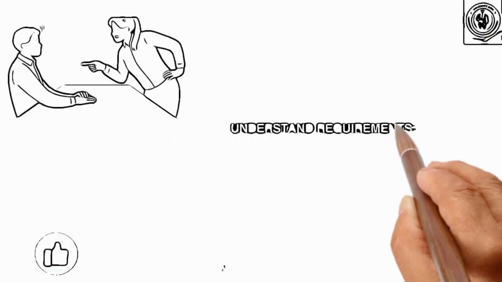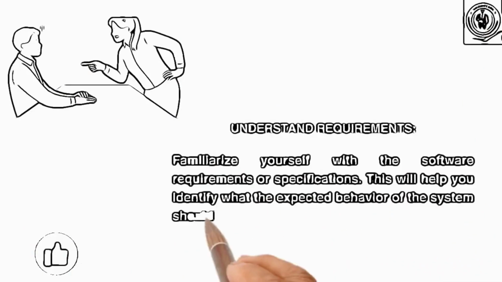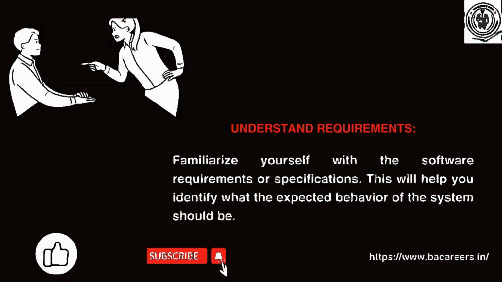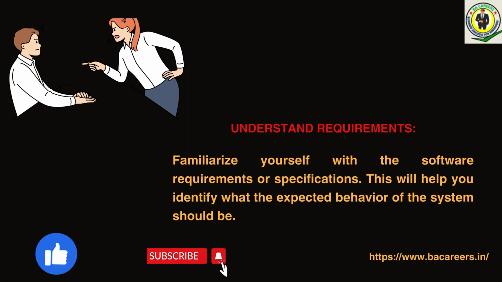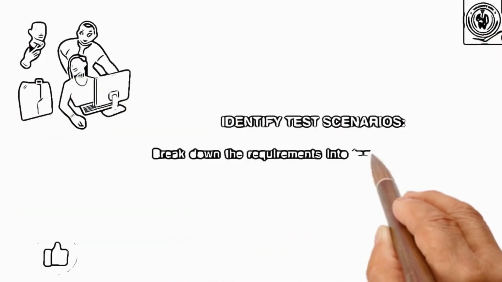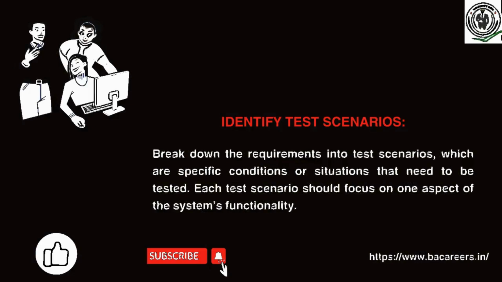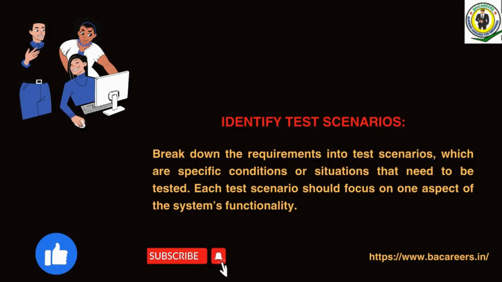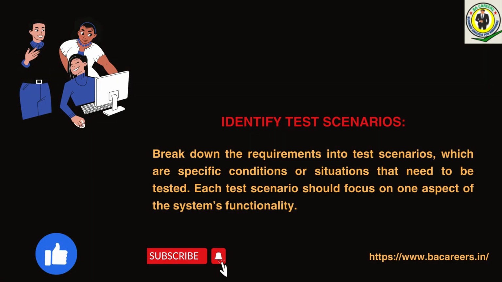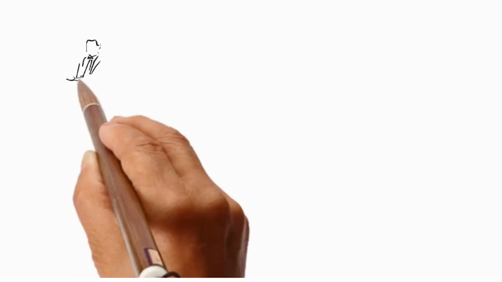Understand requirements. Familiarize yourself with the software requirements or specifications. This will help you identify what the expected behavior of the system should be. Identify test scenarios. Break down the requirements into test scenarios, which are specific conditions or situations that need to be tested. Each test scenario should focus on one aspect of the system's functionality.